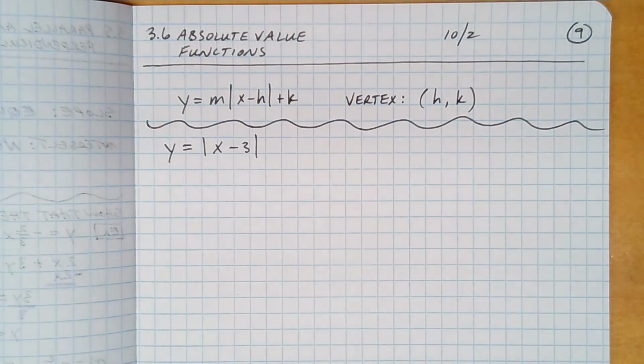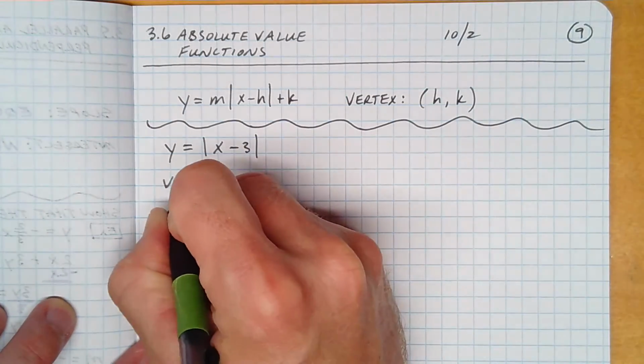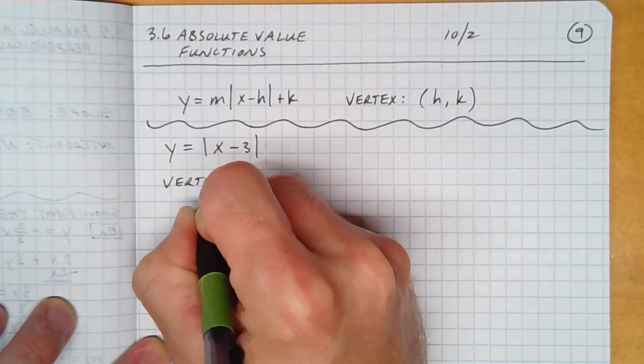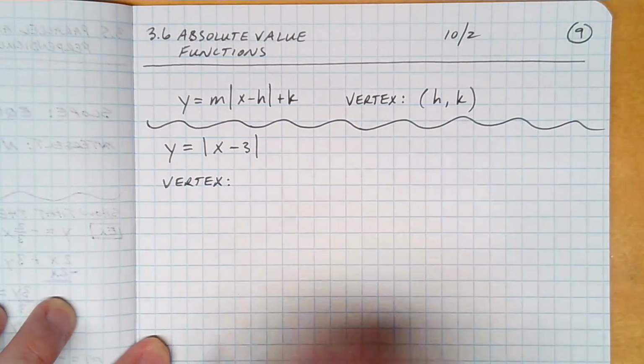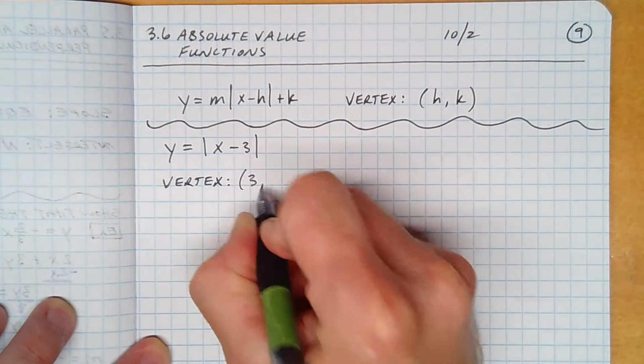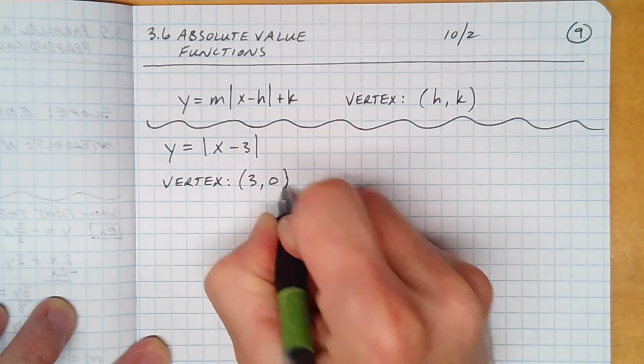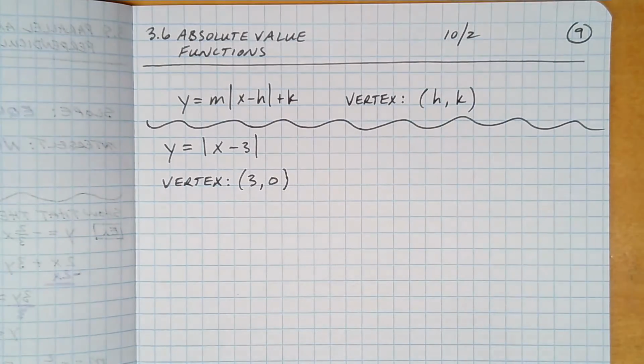All right, so for our first example, we are going to graph y equals the absolute value of x minus 3. Let's write down the vertex of this function. I can see that it has minus 3 right there, so it's going to be 3. There's nothing outside of these absolute value symbols, so it's going to be (3, 0).